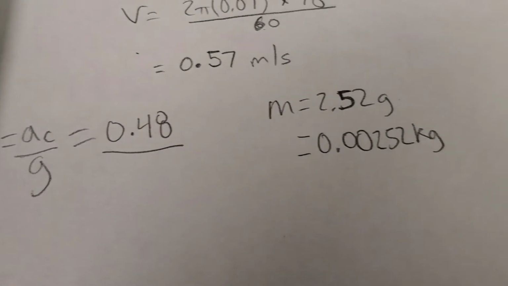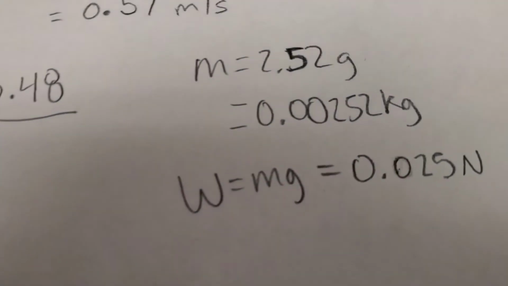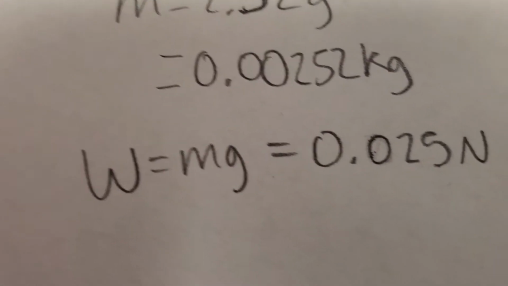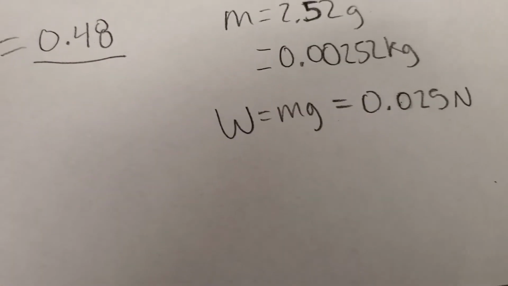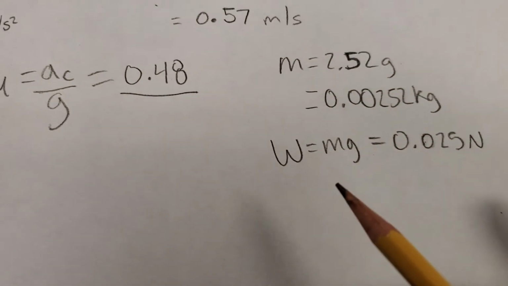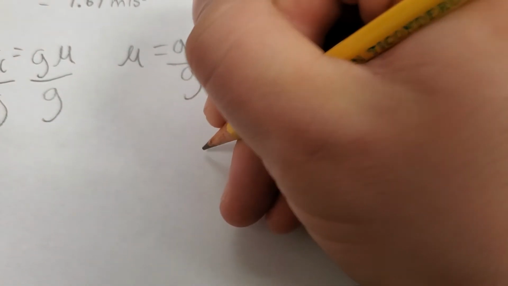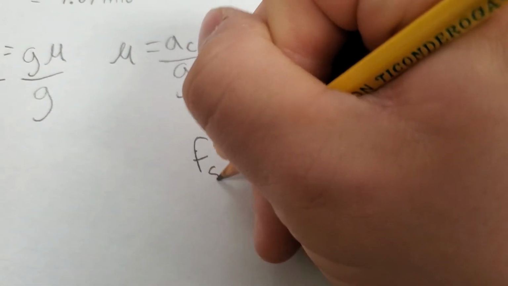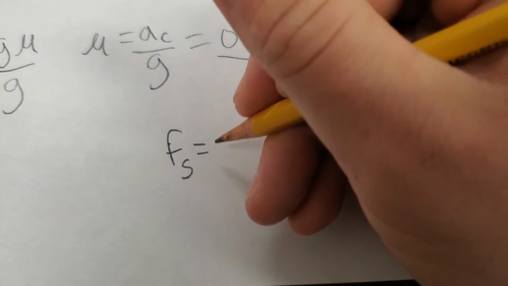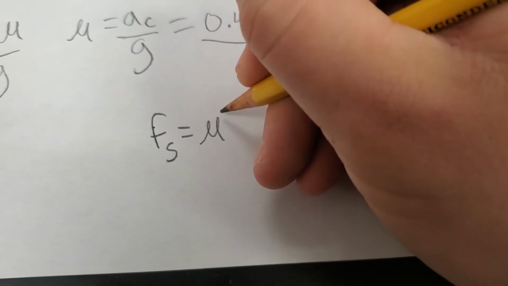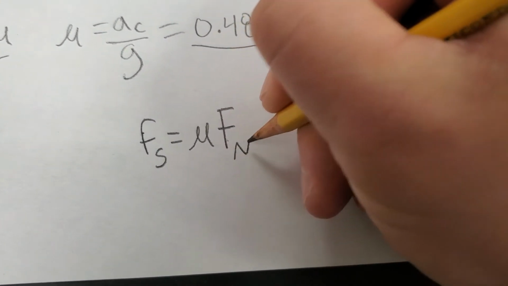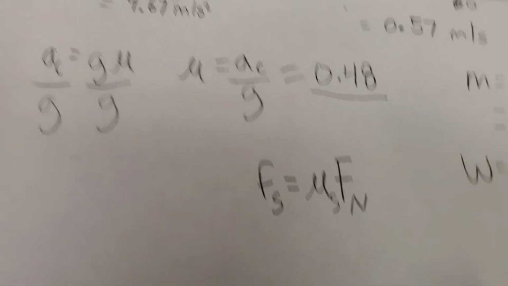So let's write that. kg. Okay, now we know this. Let's find the weight. Our weight is equal to 0.025 newtons. All right, and we know that our weight is equal to the normal force. So then we can just use this number right here to find the frictional force. So we'll write it like this. We'll say Fs is equal to mu Fn. We really found mu right there.